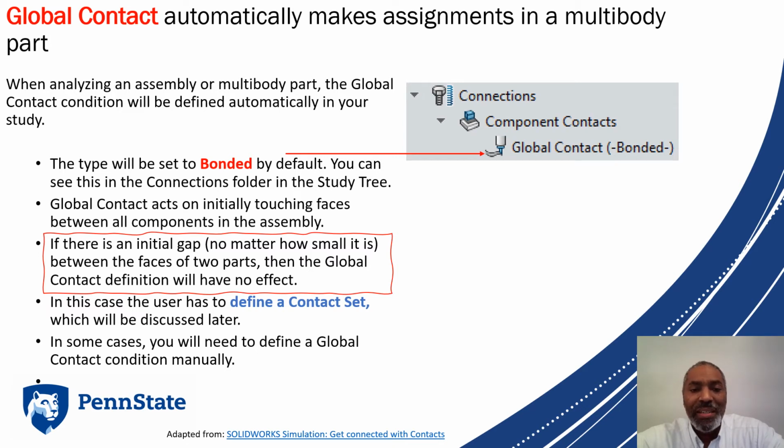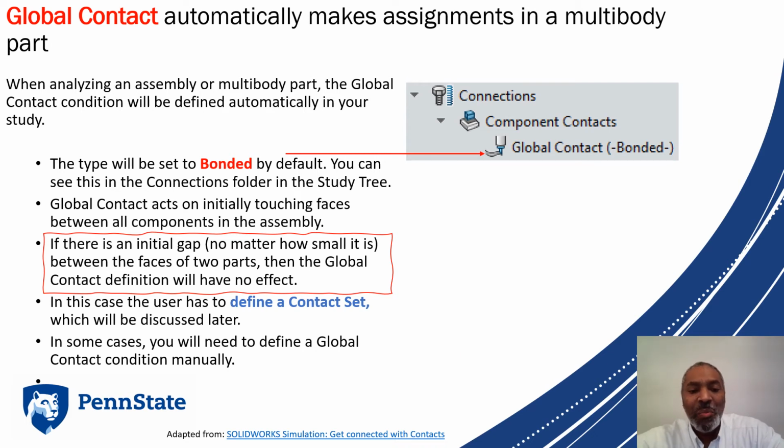Usually it does this on contacts that are initially touching faces, and does this for all components in the assembly. However, if there's a gap, no matter how small, between the faces, then the global contact definition will have no effect, because it won't bond them together because it thinks you tried to make them separate by making them even 0.0006 inches apart. Be aware of that, because things on your screen that may look like they are coincident may not be, and that's where the geometric relationships in the CAD side of SolidWorks become important.